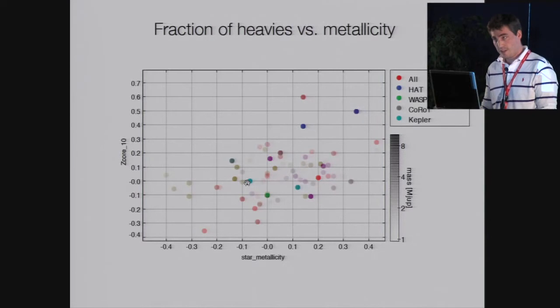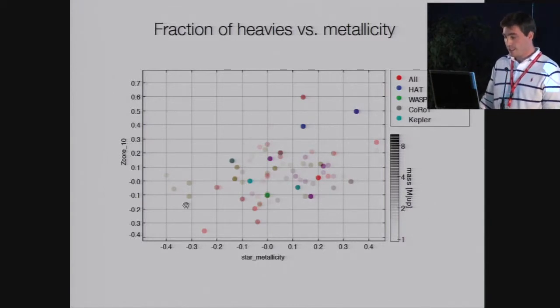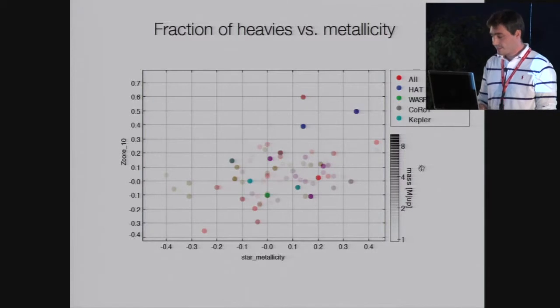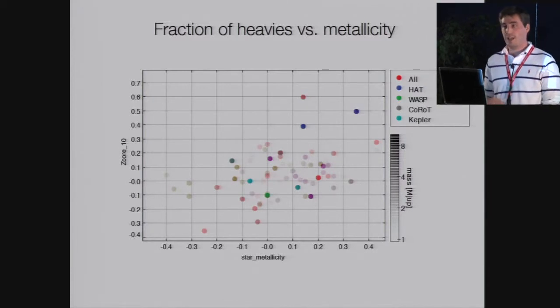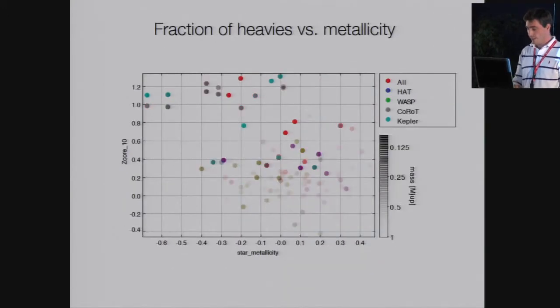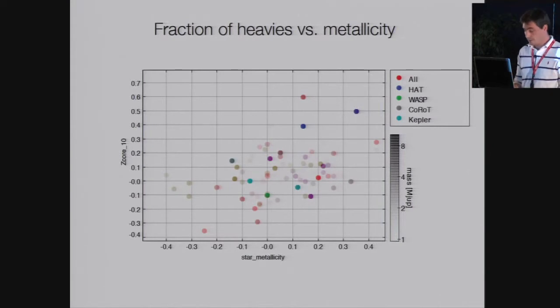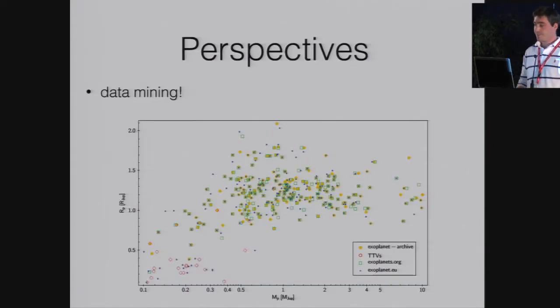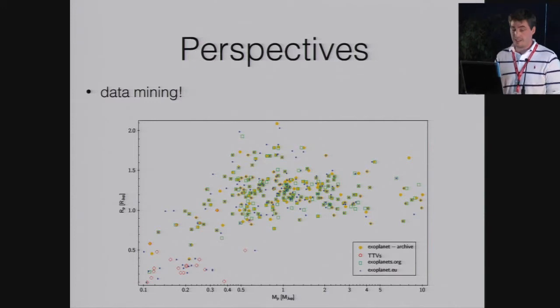However, if we consider only the heavy mass planets, so above 1 or 1.5 Jupiter masses, we see again this correlation with all the planets. So that's kind of tricky to disentangle these results from some kind of bias that we could have in the sample. So the perspective is really the data mining.